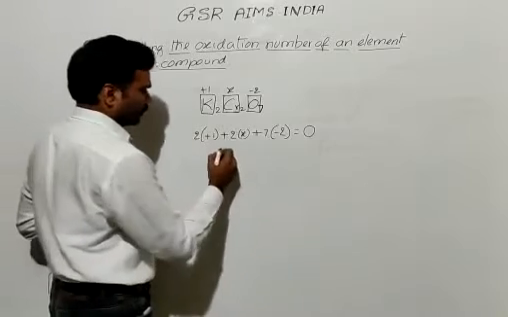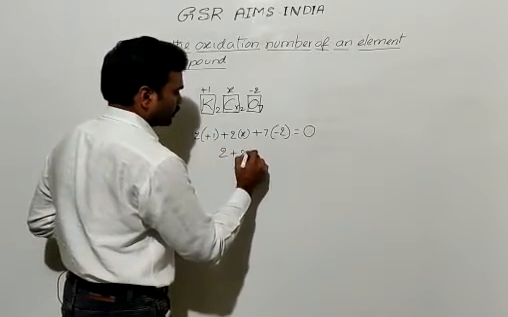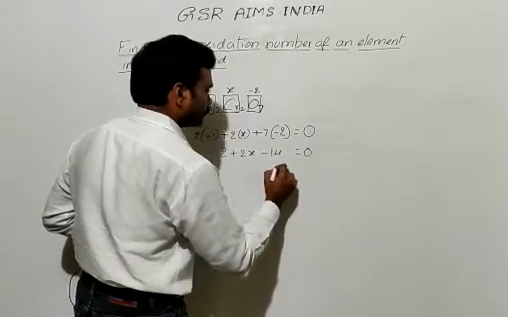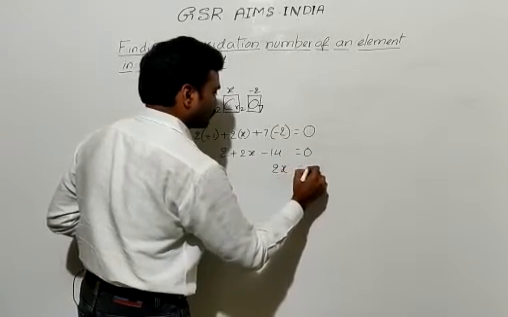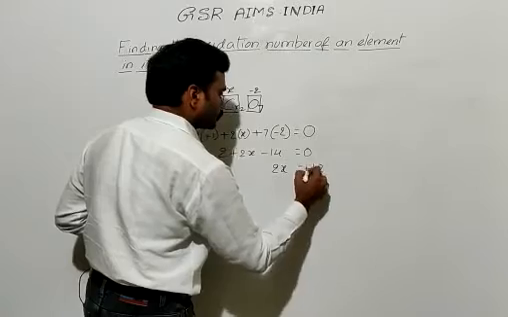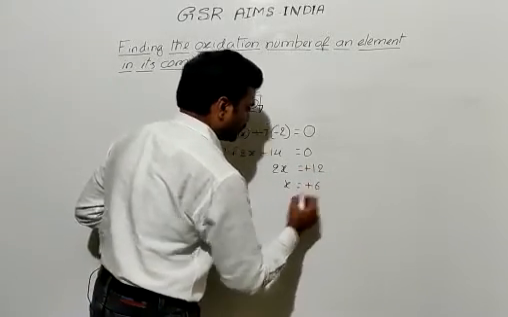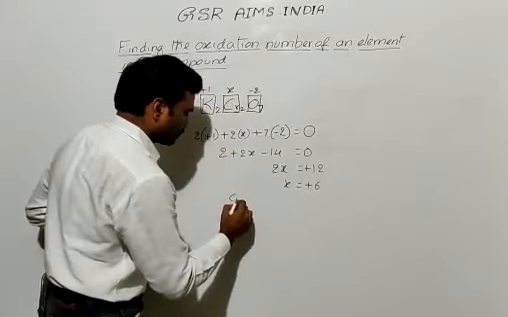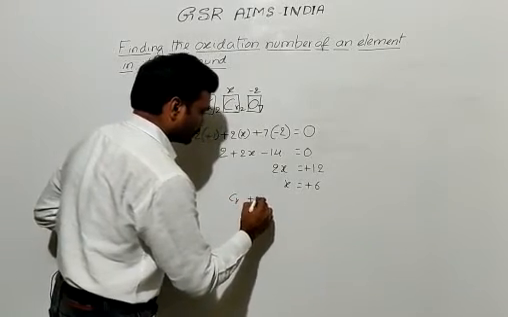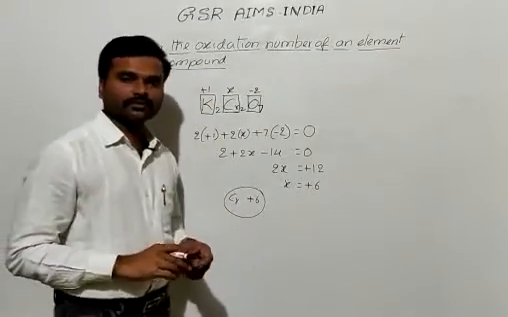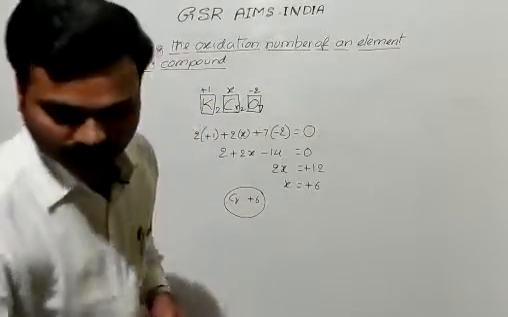Let us sum these all. 2 plus 2x minus 14 is equal to 0. So from this we can say 2x is equal to 12, or X is equal to +6. So the oxidation number of chromium in this compound is +6. In this way, we can find the oxidation numbers of elements. Let us see one more simple example.